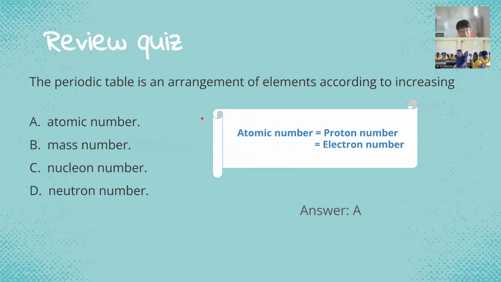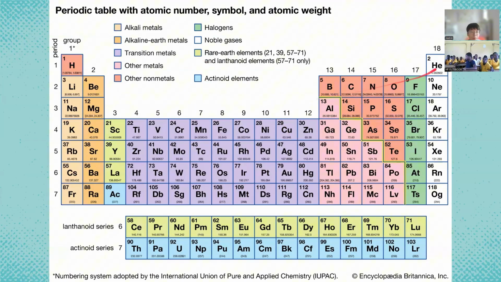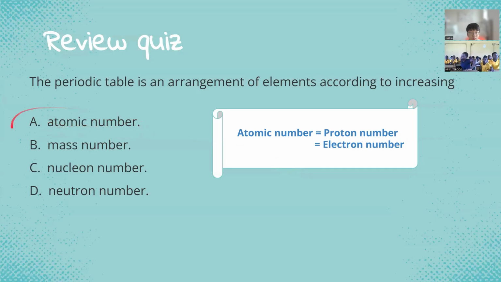So it should be increasing atomic number, right? If we look here on the slide in the periodic table, you can see the numbers on the top left of each box. There's 1, here it says 2, 3, 4, 5, 6, and so on. The numbers are increasing on the top, and that is the atomic number. So that is how the periodic table is arranged.